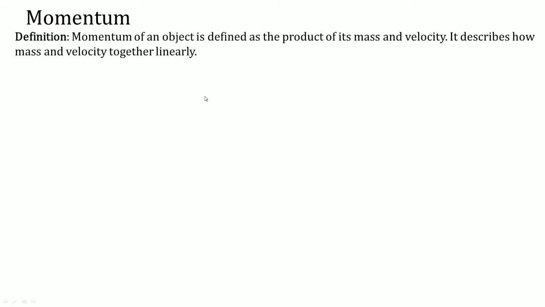Let's take a look at what momentum is first of all. We can see that momentum is defined as the product of an object's mass and velocity. It describes the mass and velocity together linearly. What that means is this: P, which is momentum, is equal to mass times velocity. The unit for that is just kilograms times meter over seconds.